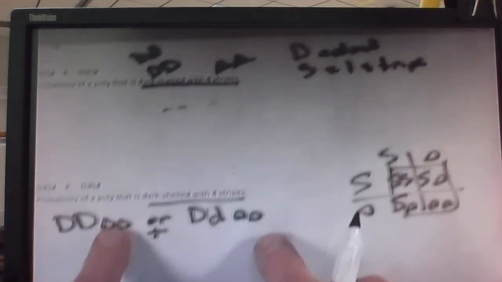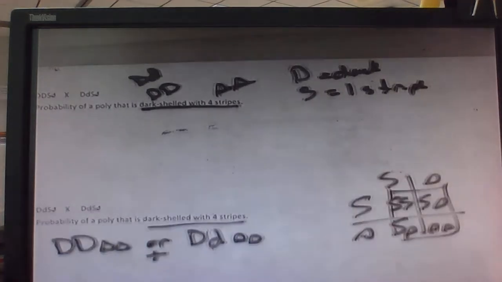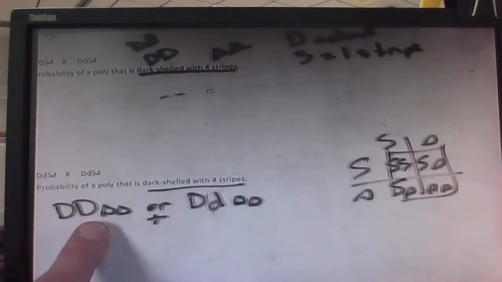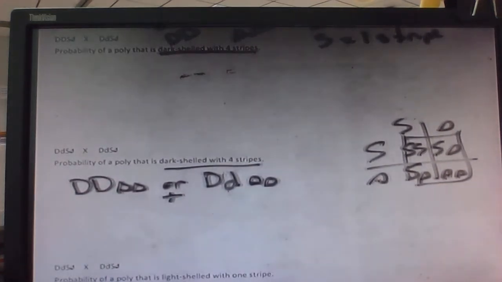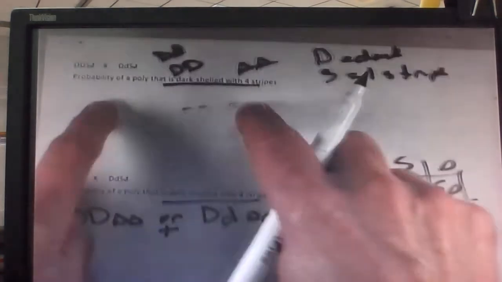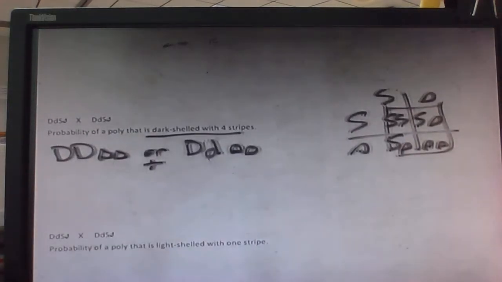Oh, wait, I'm doing it wrong already. No, I'm not. Because capital S was one stripe. Yes? Fact checkers out there? That was what we had before, right? Yeah. Okay, good. Okie doke.